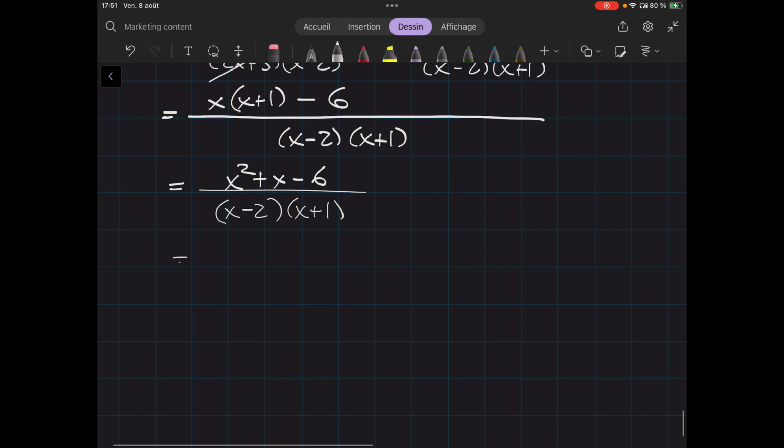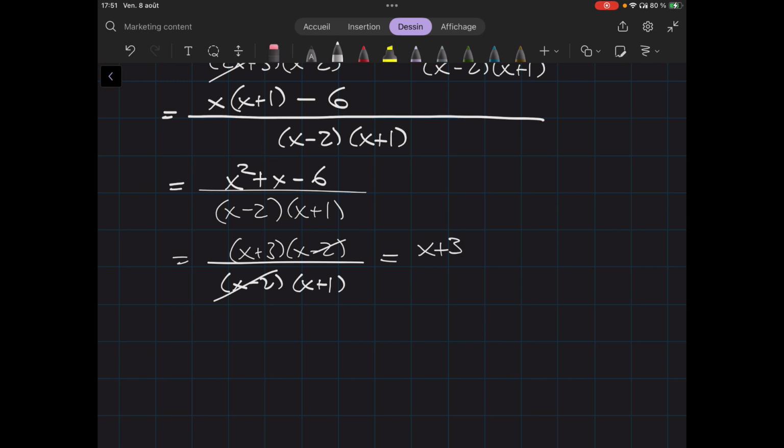Bang. Factorizing the numerator, you will get x plus 3 times x minus 2. Cancel out, and your final answer is x plus 3 divided by x plus 1. Easy peasy.